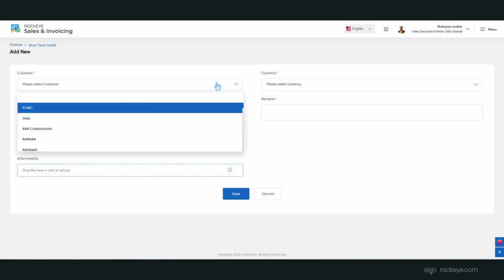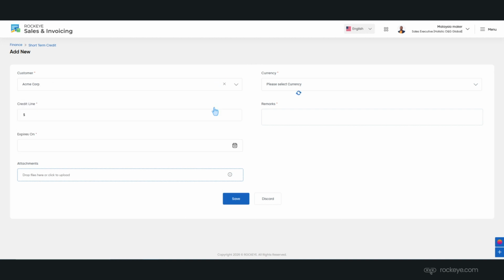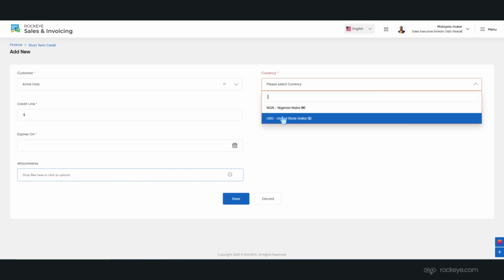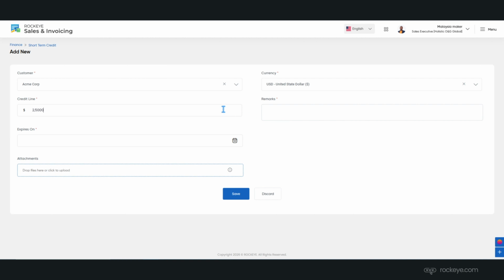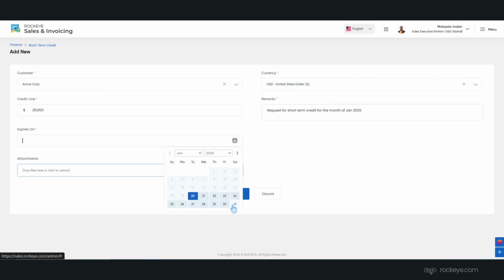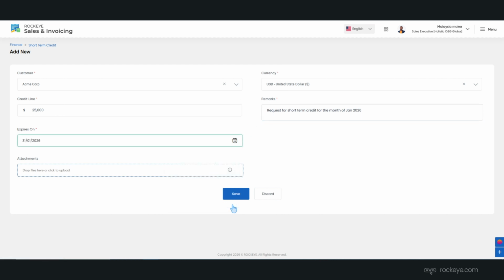Identifying the customer and currency ensures the request aligns correctly with specific subledger accounts. Specifying the short-term amount and business purpose assists Treasury in managing immediate cash flow requirements. Expires on defines the precise date when this temporary credit extension automatically lapses.